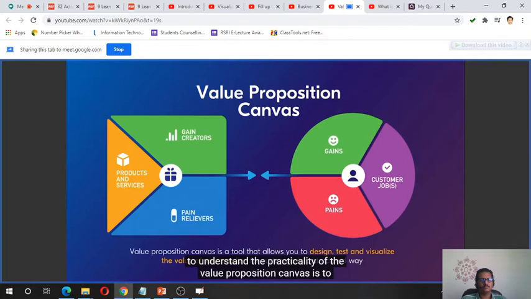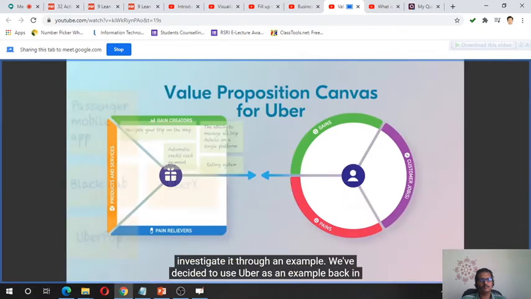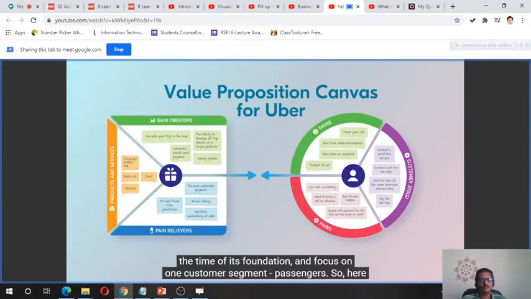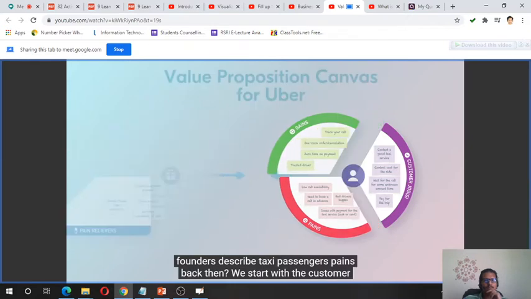The best way to understand the practicality of the value proposition canvas is to investigate it through an example. We've decided to use Uber as an example back in the time of its foundation and focus on one customer segment, passengers. So, here we go. Let's go back in time to when Uber did not exist yet. How would Uber's founders describe taxi passengers' pains back then?